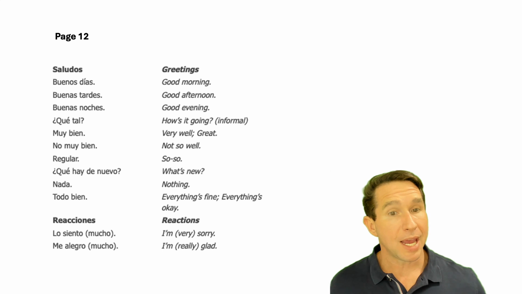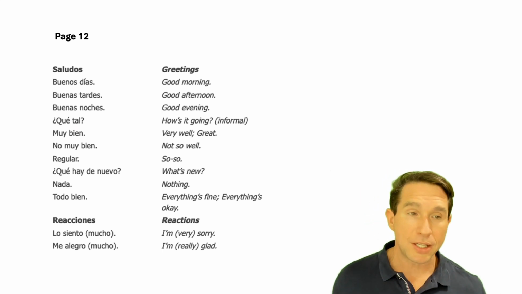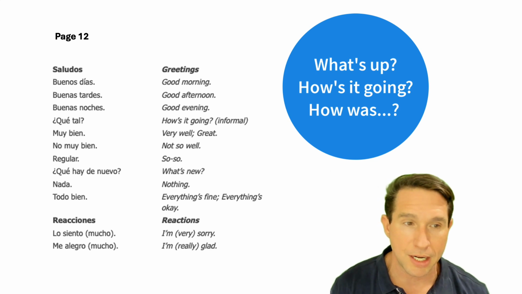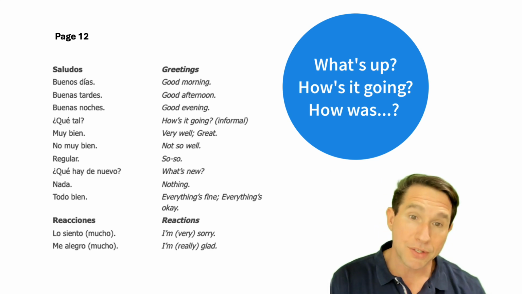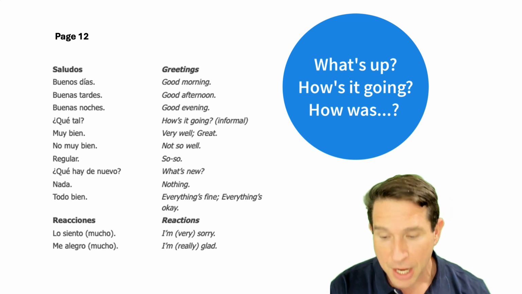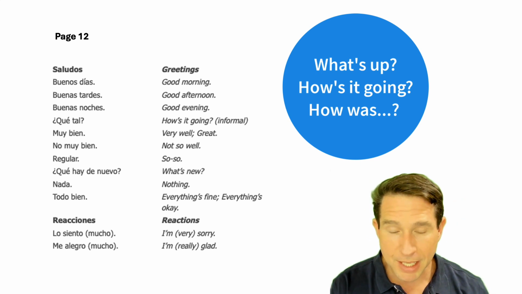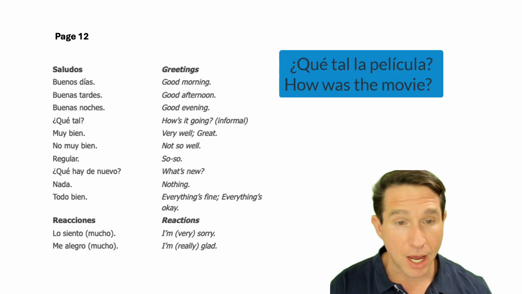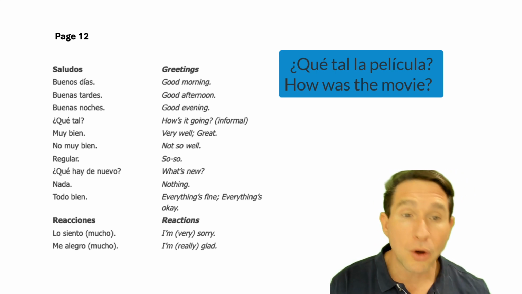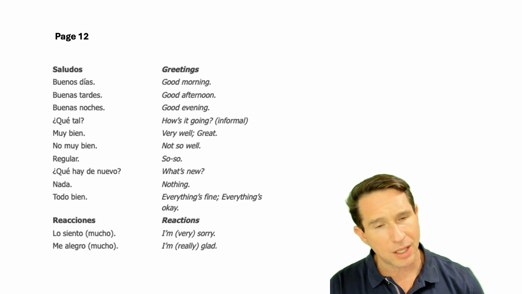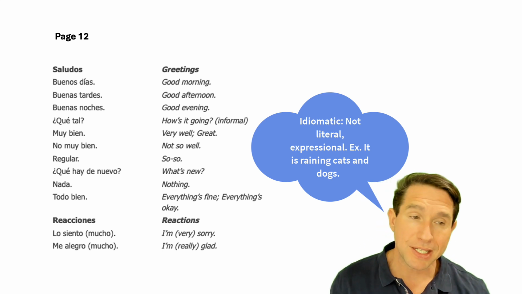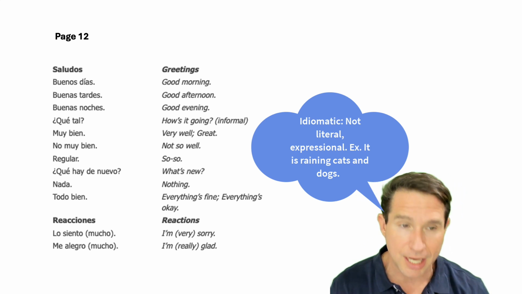So we have ¿qué tal? ¿Qué tal is exceptionally useful, right? You want to be able to say as many things as you can in the most convenient way possible when you're creating with the language. So ¿qué tal is how's it going? Obviously what we see here on the text, but it also has more nuance. It also means how was or what was this like? So we could say ¿qué tal la película? How was the movie? Or ¿qué tal hoy? How's the day going, right? So it has a lot of uses for being just two words. This is totally idiomatic, which means it's expressional. It doesn't literally translate word for word.